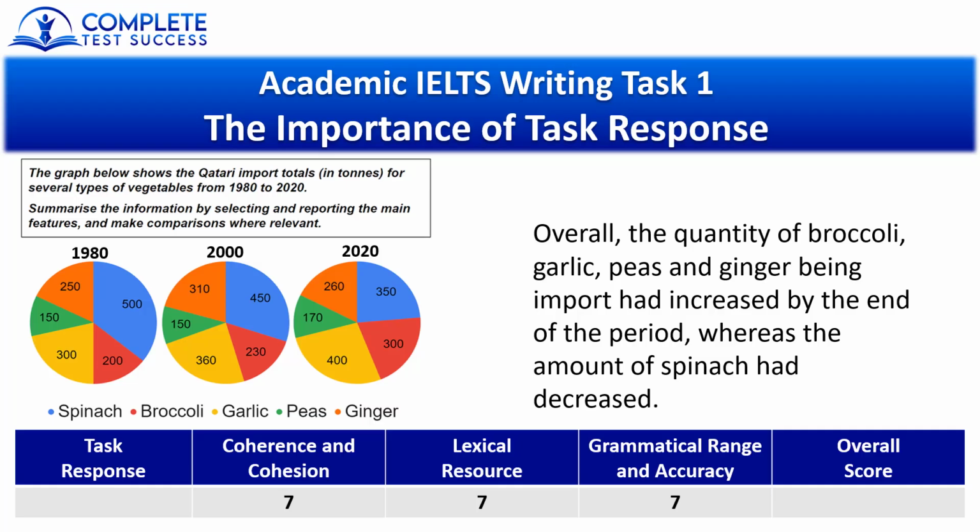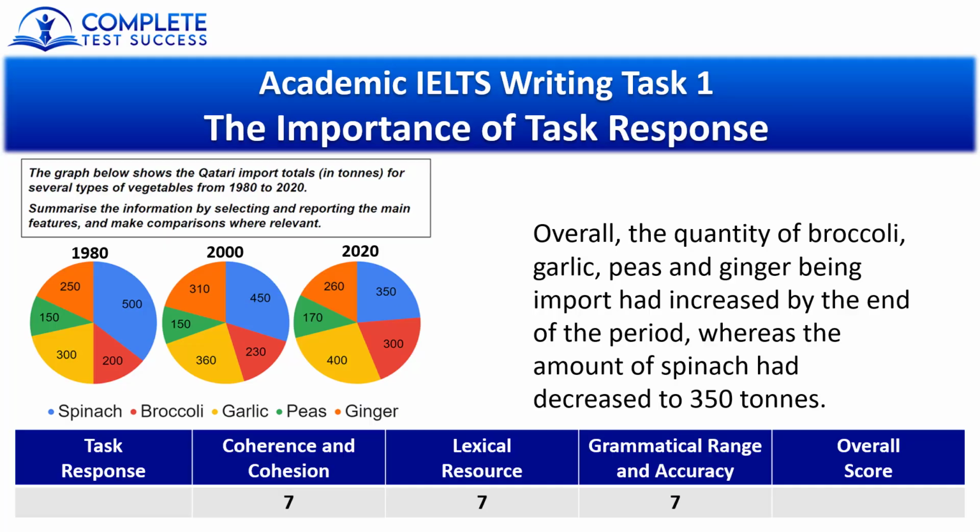So as I said, we have 7 in the other areas already. And for this overview, it would allow us to get a band 7. Now, presuming that we haven't made mistakes in other parts of the essay. So this overview would be appropriate for a 7. And to get the overall score, we average the 4 individual band scores. So for this, we would get an overall score of 7.